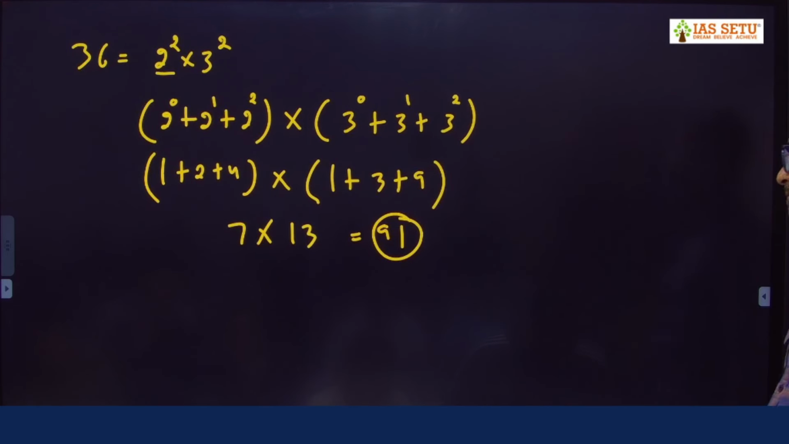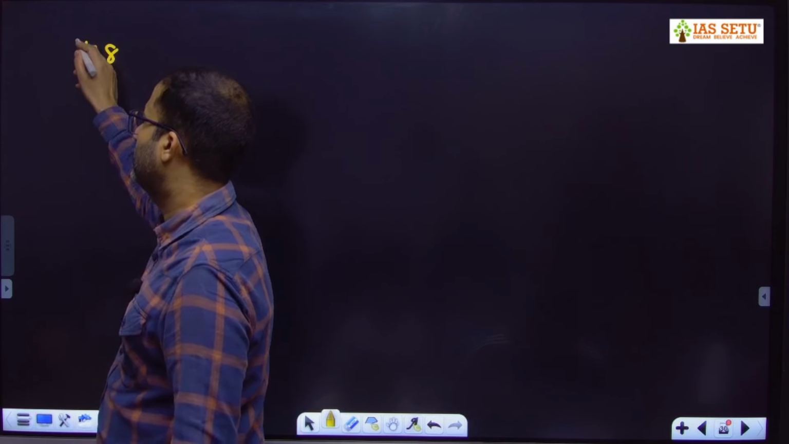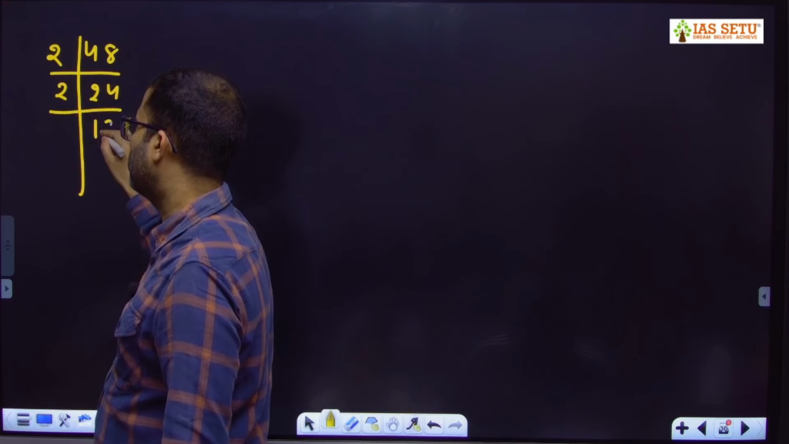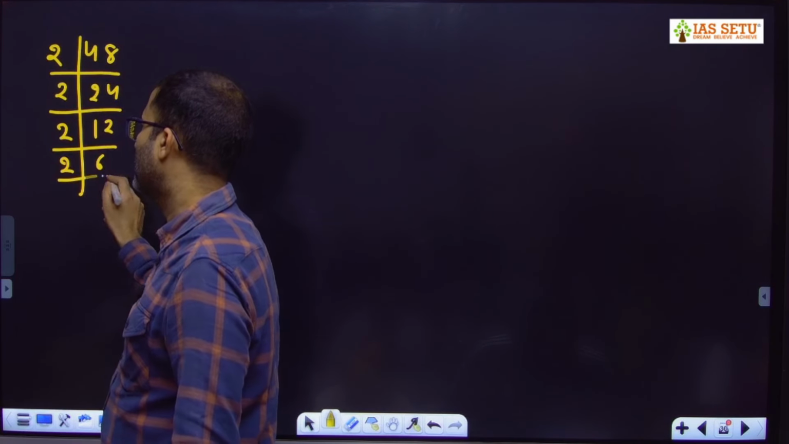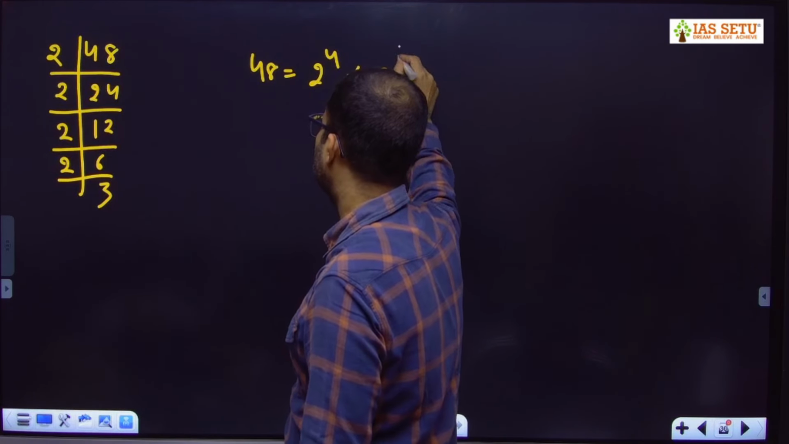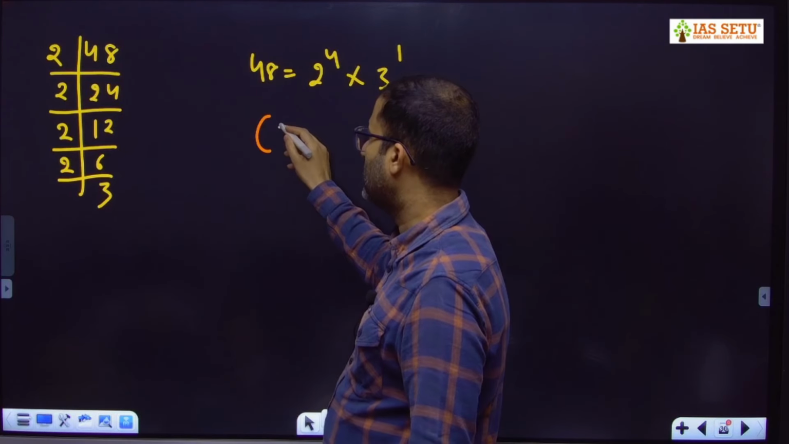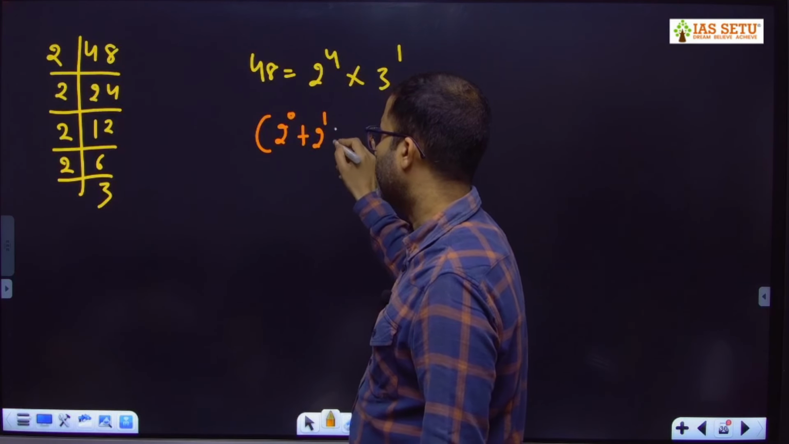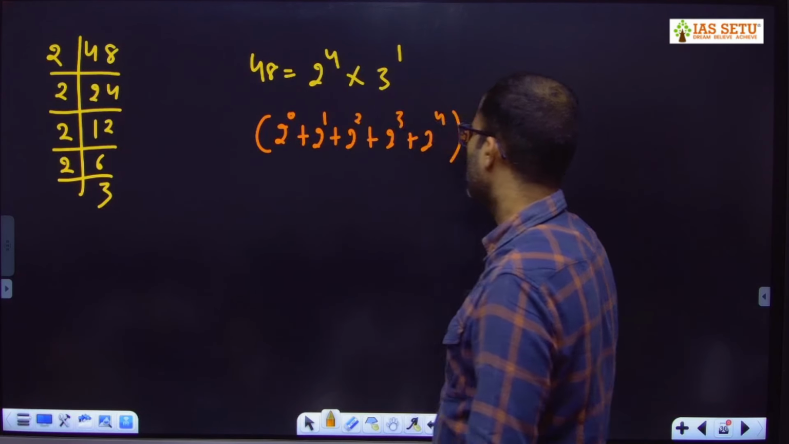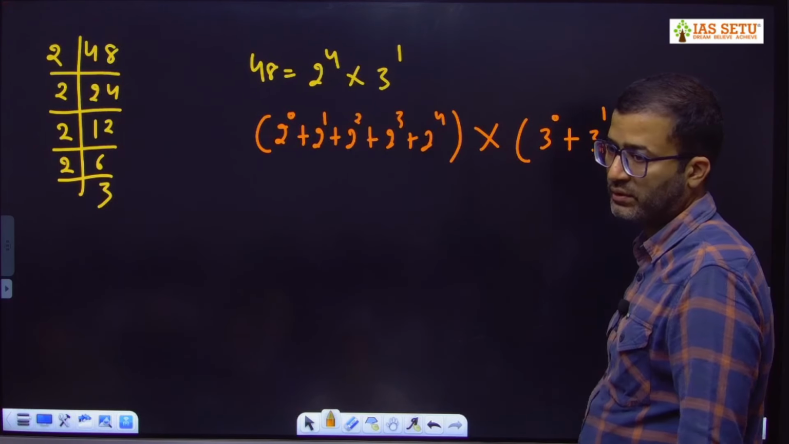Next example, I take 48. Prime form: 2 comma 24, 2 comma 12, 2 comma 6, 2 comma 3. So this 48 is 2 to the power 4 into 3 to the power 1. Next step, bracket start: 2 to the power 0, 2 to the power 1, 2 to the power 2, 2 to the power 3, 2 to the power 4, bracket close. Second bracket start: 3 to the power 0, 3 to the power 1.